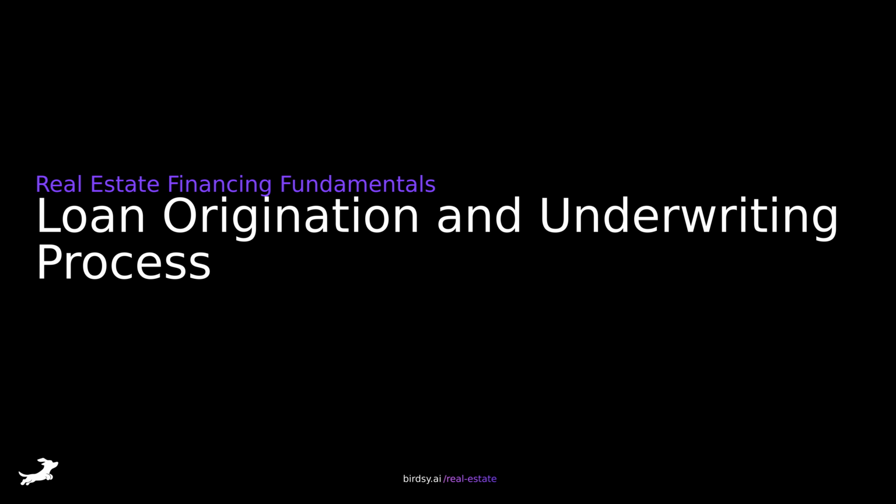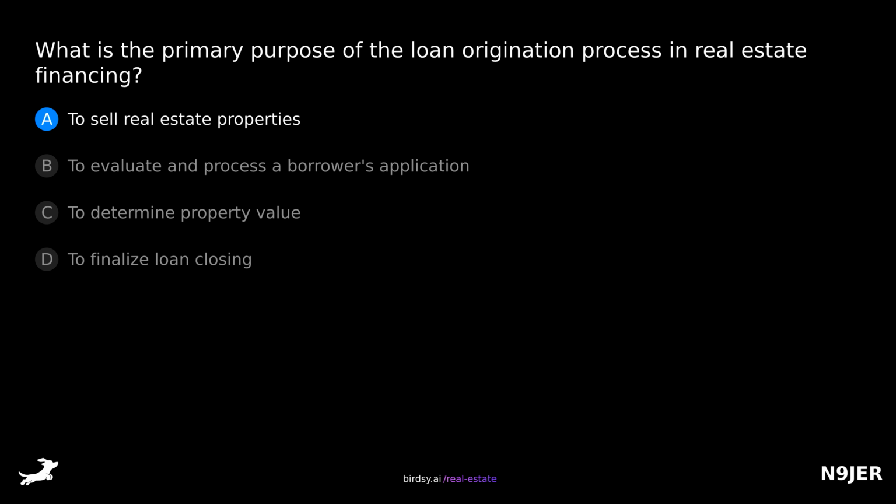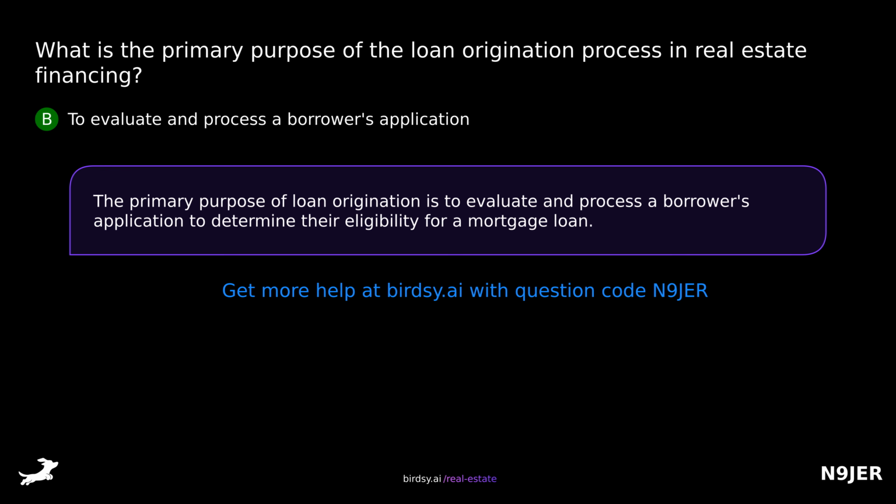Loan origination and underwriting process. What is the primary purpose of the loan origination process in real estate financing? Is it A, to sell real estate properties, B, to evaluate and process a borrower's application, C, to determine property value, or D, to finalize loan closing? The answer is B, to evaluate and process a borrower's application. The primary purpose of loan origination is to evaluate and process a borrower's application to determine their eligibility for a mortgage loan.